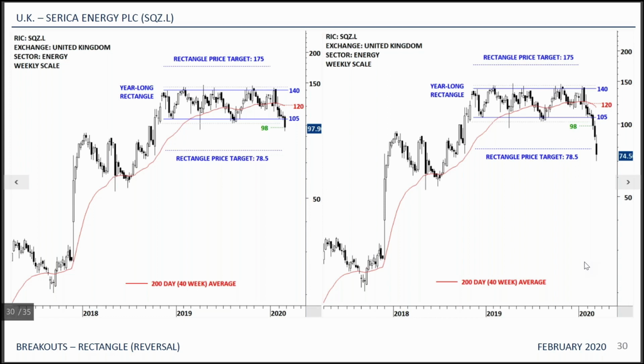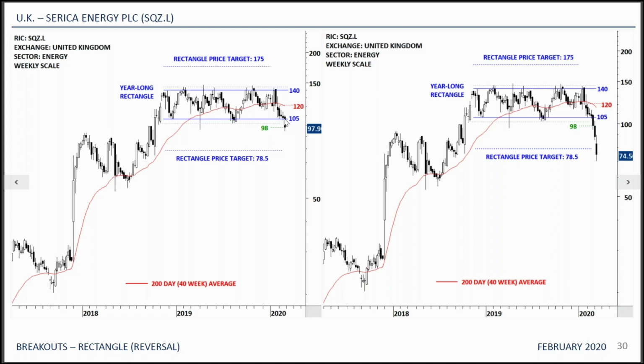A rectangle in the UK from the energy sector, it has been on the watch list for a long time. I even had the price target for the upside, price target for the downside. So the rectangle was forming above the 200-day moving average. Here, as it was testing, I was prepared for a possible breakout. What happened was it immediately reversed.